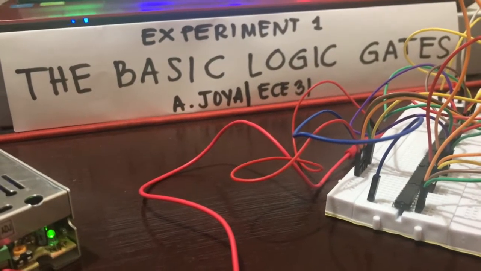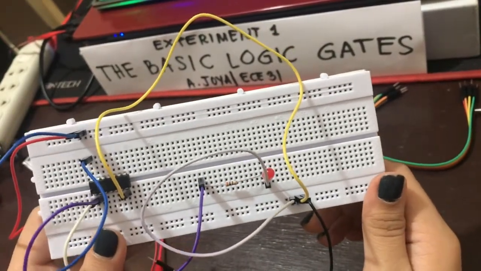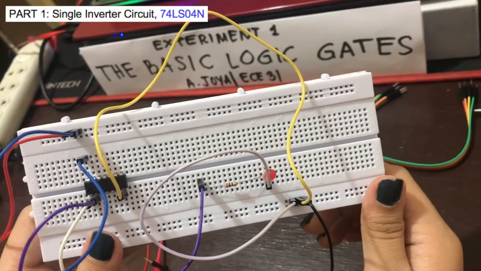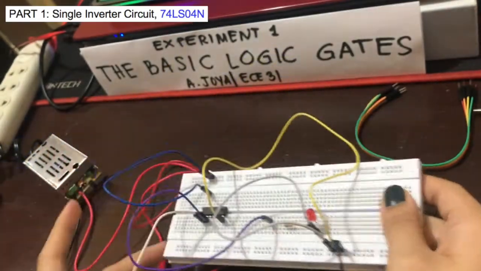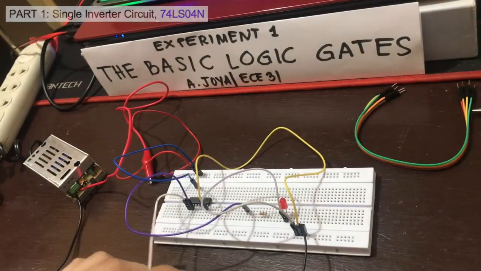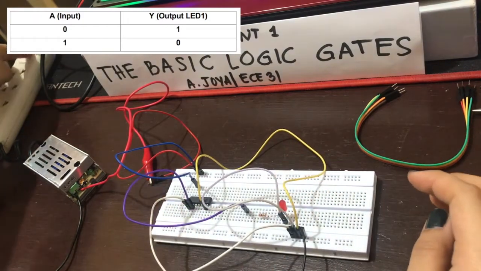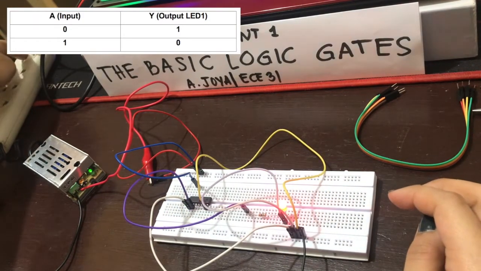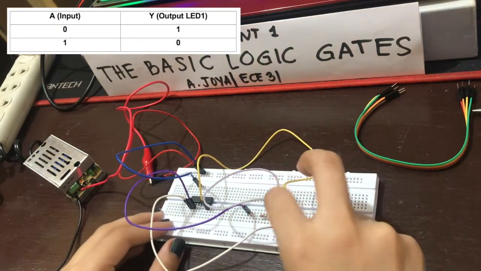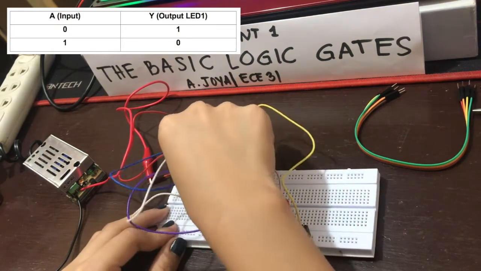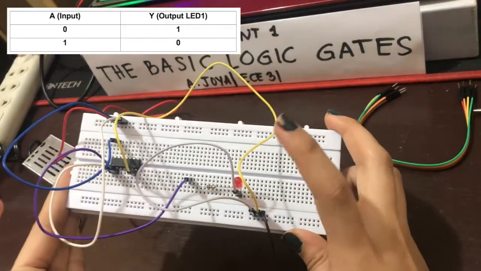The basic logic gates. For figure 1.1, this is the single inverter circuit with a 74LS04 hex inverter IC. When the input terminal A is 0, output is 1. And when input terminal A is 1, output is 0 because it's an inverter.